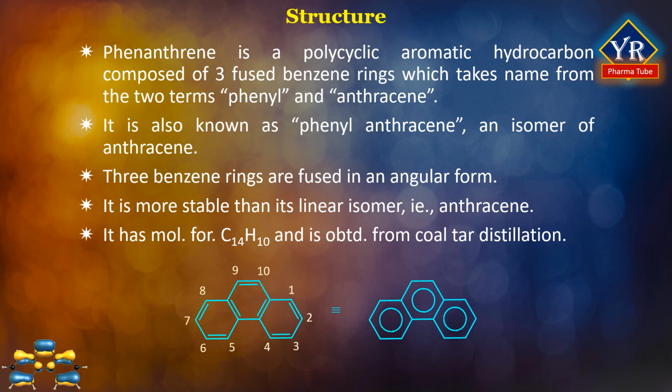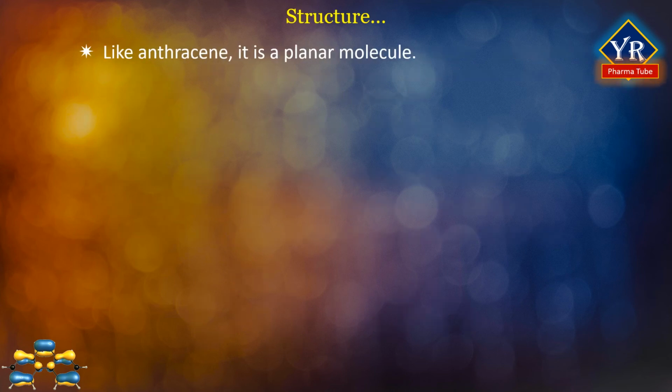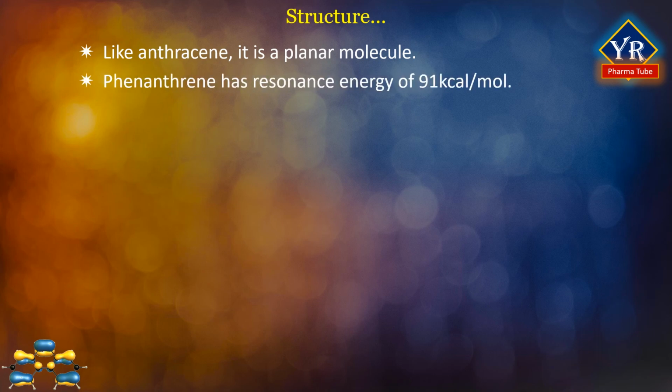The 1 and 2 positions of the phenanthrene ring sometimes are designated as alpha and beta, but we prefer not to use these designations. Unlike anthracene, phenanthrene is an angular structure, but like anthracene, it is a planar molecule. As the number of fused aromatic rings increases, the resonance energy per ring continues to decrease and the compounds become more reactive. Phenanthrene has a resonance energy of 91 kilocalories per mole, or about 30 kilocalories per aromatic ring.